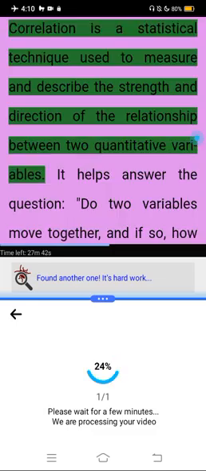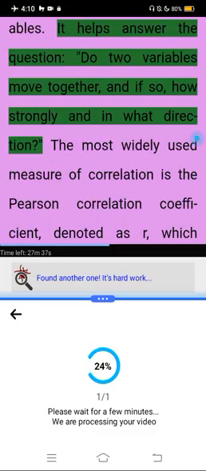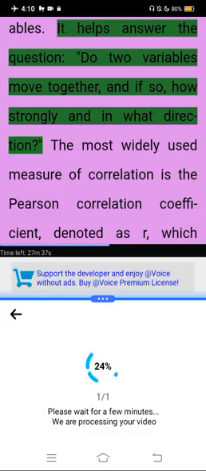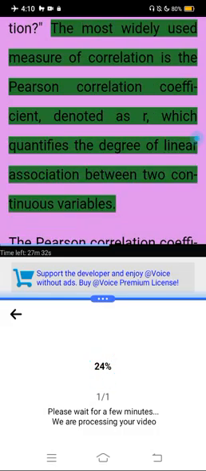Correlation, detailed lecture. Correlation is a statistical technique used to measure and describe the strength and direction of the relationship between two quantitative variables. It helps answer the question: do two variables move together, and if so, how strongly and in what direction? The most widely used measure of correlation is the Pearson correlation coefficient, denoted as r, which quantifies the degree of linear association between two continuous variables.